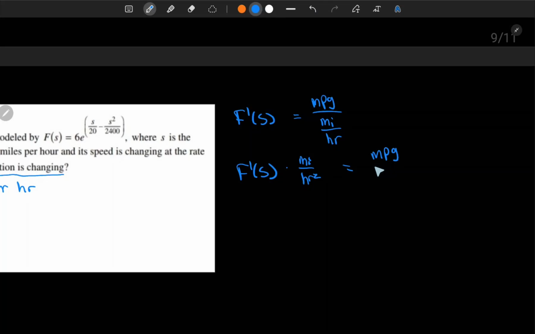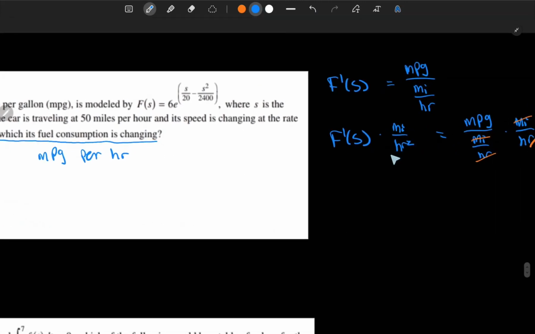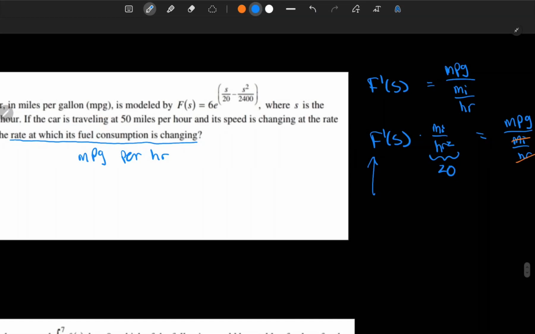we find that the answer is miles per gallon divided by miles per hour times miles per hour squared. These miles cancel. This hour cancels with 1 hour here. So this is equal to miles per gallon per hour, which is exactly the units that we want. So we need to calculate f prime of s, and we need the rate of change of the speed. We're given that the rate of change of the speed is 20 miles per hour squared. So this is 20. All we need to do now is find f prime of s at 50 miles per hour, so at s equals 50.